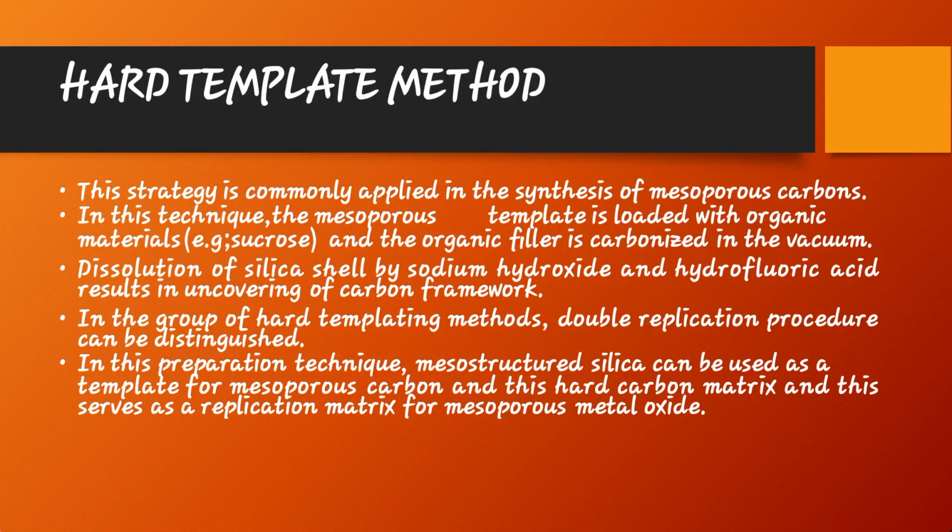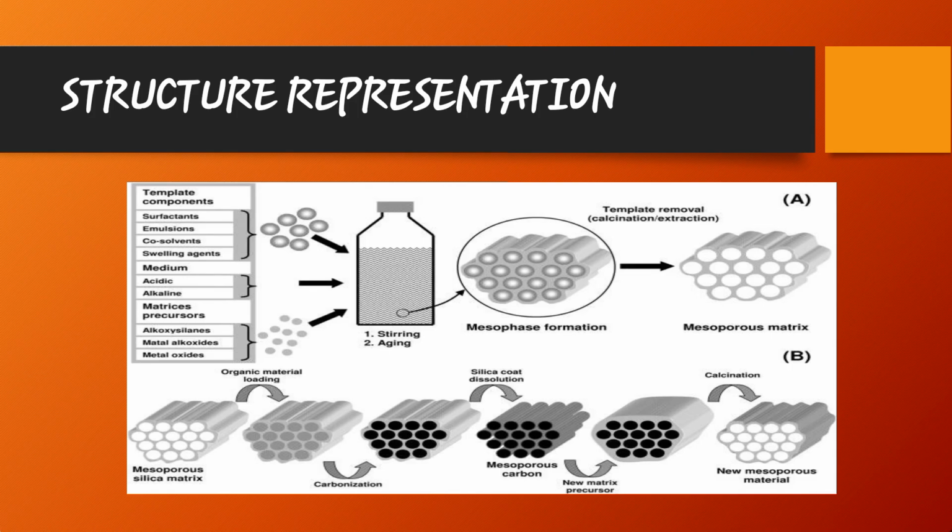In the group of hard templating methods, double replication procedure can be distinguished. In this preparation technique, mesostructured silica can be used as a template for mesoporous carbon, and this hard carbon matrix serves as a replication matrix for mesoporous metal oxide. Here is showing the picture of hard template method. The template components are surfactants, emulsions, co-solvents, swelling agents, and the medium is acidic or alkaline. Matrices precursors are alkoxysilanes and metal oxides.